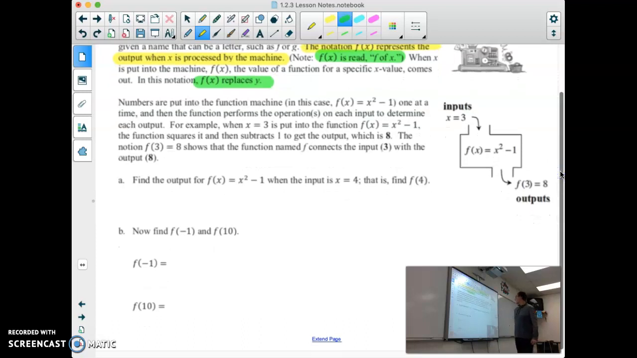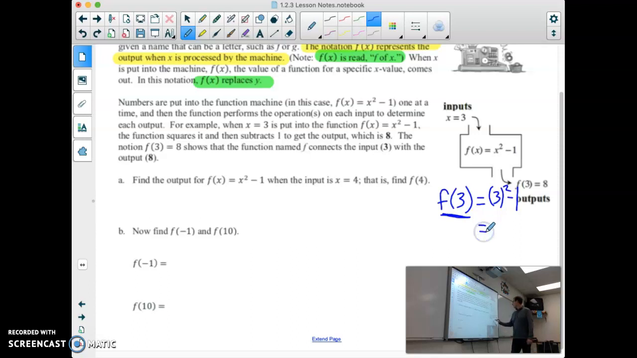So if we look at our function over here, when we plug in 3, what that's really saying is f of 3 is equal to 3 squared minus 1. So basically when you plug in that x, it's reminding ourselves what our input is going to be so we don't get confused. So f of 3 is going to be equal to 8 because that's 9 minus 1, like it says up here. So that is what f of 3 is.